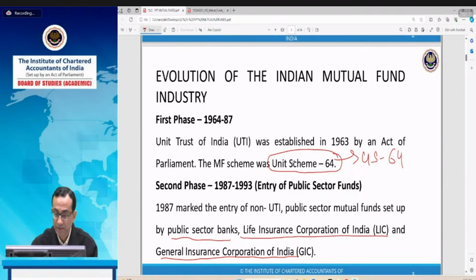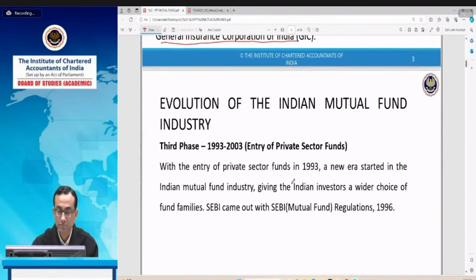Now, what happened later on? So now came the third phase, that is from 1993 to 2003. After liberalization, privatization, and globalization, the mutual fund industry was opened to the private sector. So private sectors also came, and from there onwards, the growth of mutual funds took place.